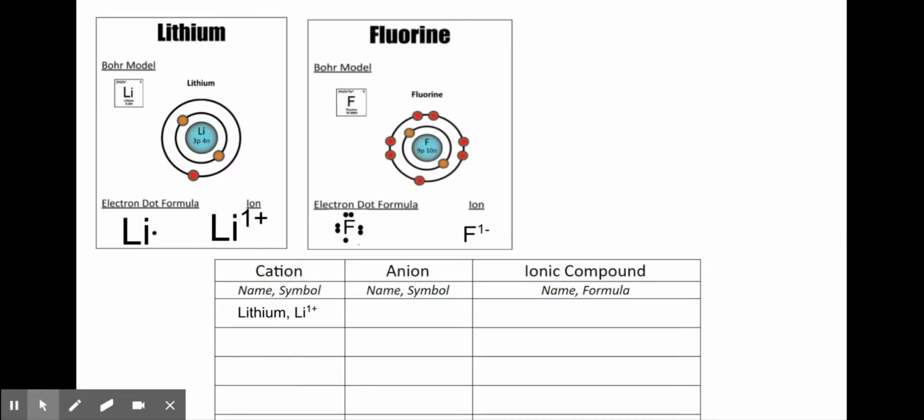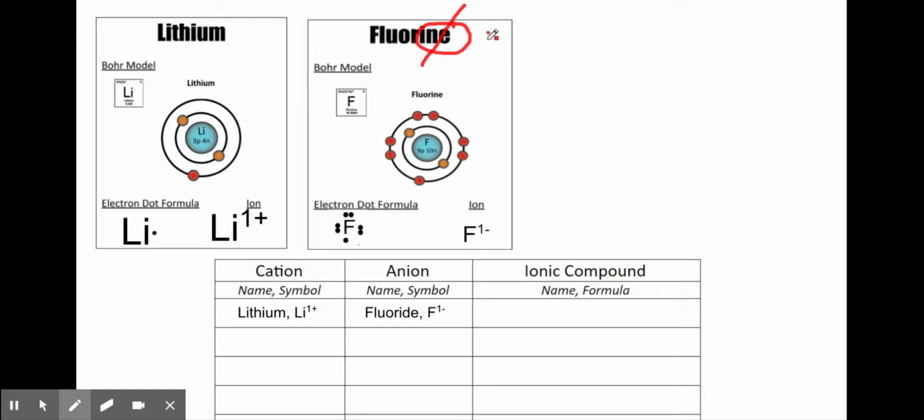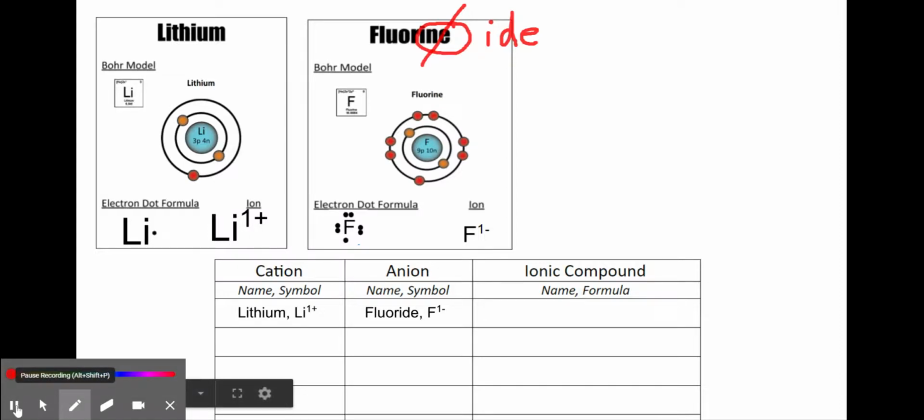And let's look at it with fluorine. If lithium and fluorine combine together to make an ionic compound, what will they make? We'll write fluorine into the anion spot, but we're not going to call it fluorine anymore. Now we're going to call it fluoride. The INE ending here becomes IDE, fluoride. And this happens for all of the anions. They change their names.